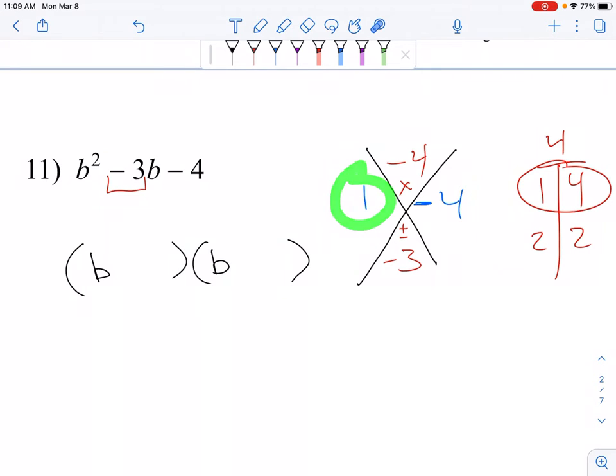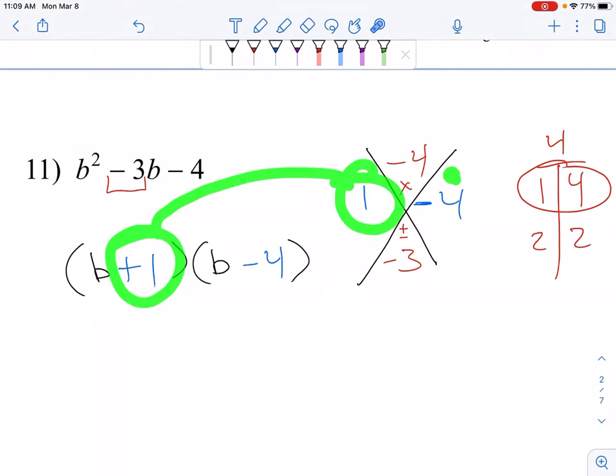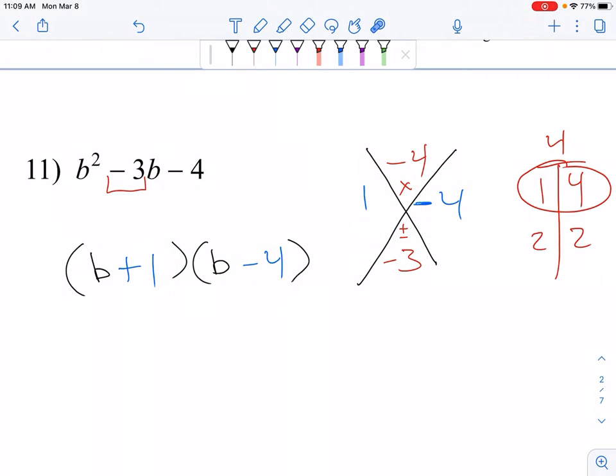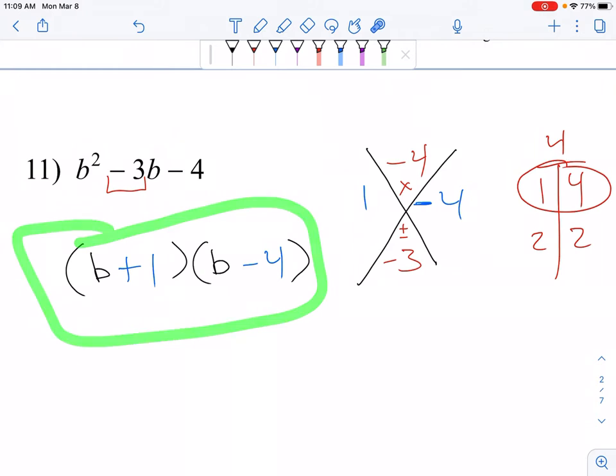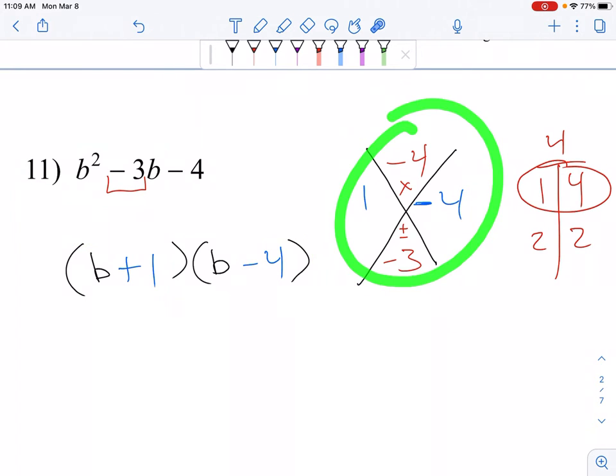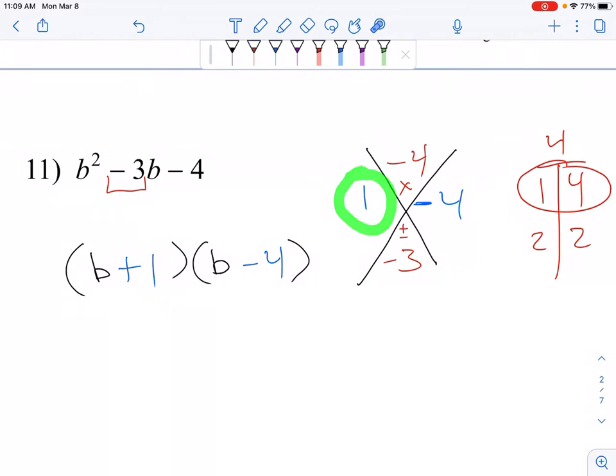And in my first group, I'm going to say it was b plus 1. And in my second group, it's b minus 4. So here's where my 1 came from that I put here. And here's where my -4 came from that I put here. And by following this special pattern, it helps us fill out two groups of binomials that multiplied up to make this. So this is my answer. So once I filled this out, it's really easy to get from here to my answer. I'm taking my variable plus 1 and my variable minus 4.